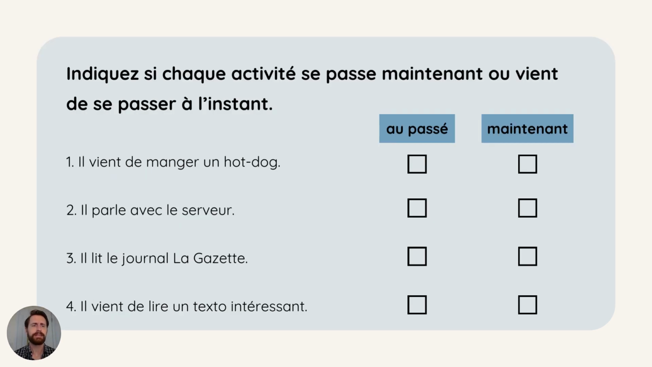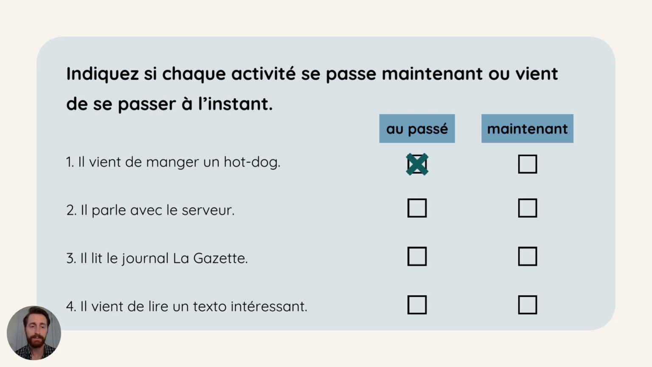Ok, une activité. Indiquez si chaque activité se passe maintenant ou vient de se passer à l'instant. So here we're deciding did something happen in the past, au passé, or is it happening right now, maintenant? Ok, numéro 1. Il vient de manger un hot dog. Ça se passe au passé. So he just ate a hot dog.